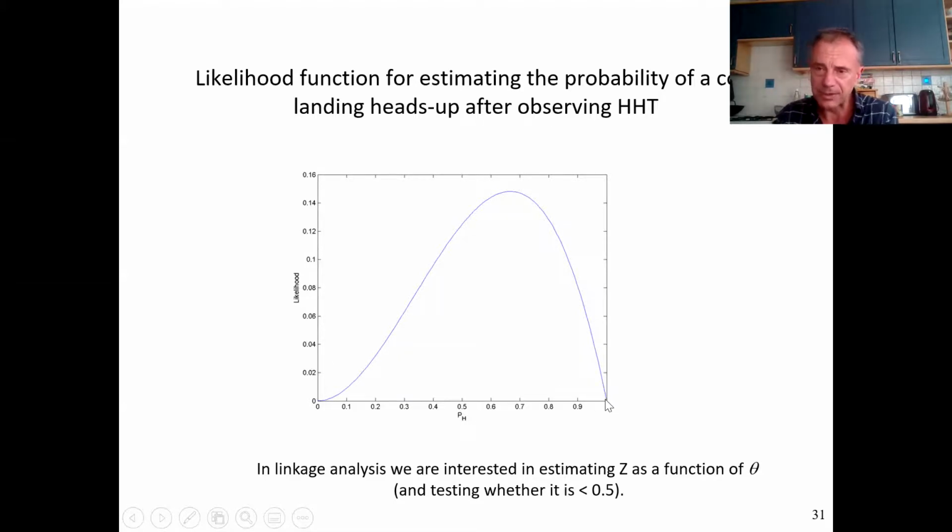And it's also 0 if the probability of a head is 1, because we have got a tail. If the probability of getting a head is 1, we'll always get a head, then the probability of observing head, head, tail is 0, and the likelihood is 0.